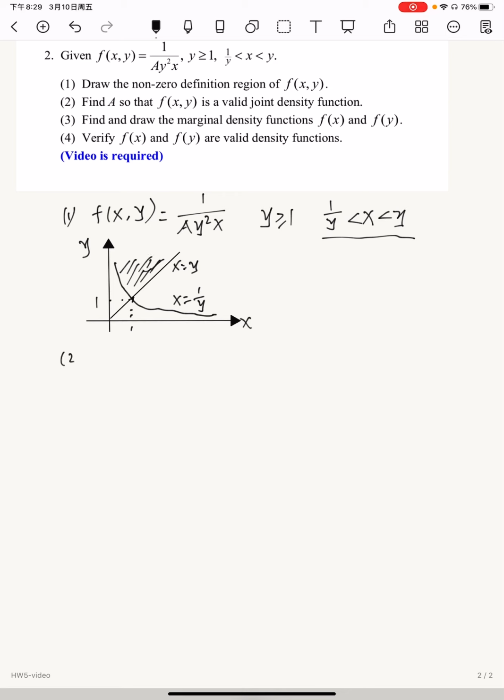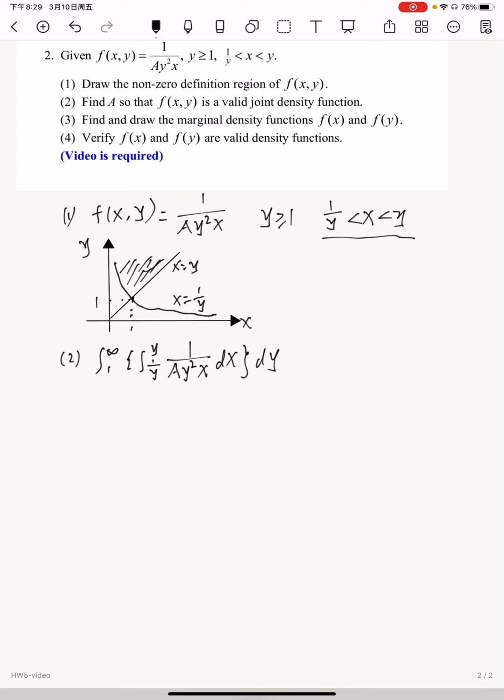Yes, and the second problem, find a so that f(x,y) is a valid joint density function. So let's solve this problem, and we need to calculate. Let's integrate from 1 to infinity, from 1 divided by y to y, dx dy. Let's solve this.